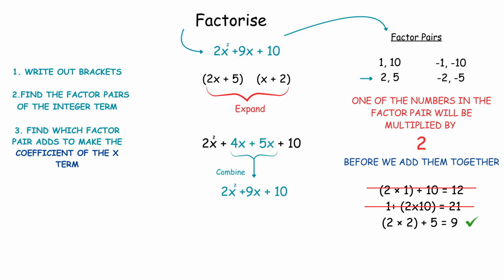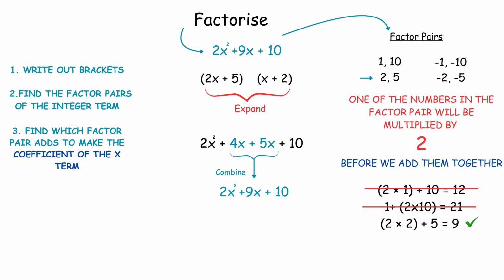Moving on to the pair 2 and 5, we find that 2 times 2 plus 5 equals 9, which works perfectly. Since it was the first number of the pair that was multiplied by 2, we place that number 2 in the second bracket to ensure it is multiplied by the 2x term when expanded, and place the 5 in the other bracket. Expanding 2x plus 5 and x plus 2 confirms that it equals 2x squared plus 9x plus 10, so the factorization is correct.